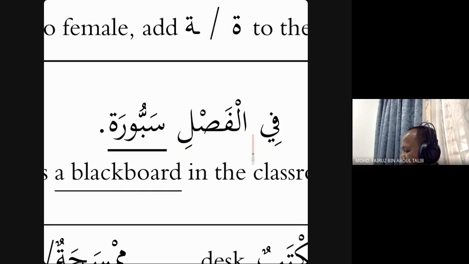You just need to start the sentence with fil fasli, then we understand you are saying there is. This is why we start the sentence with fil fasli, fil baiti, fil madrasati, and so on, if you want to say there is or there are. So the first word is sabura, to say blackboard.